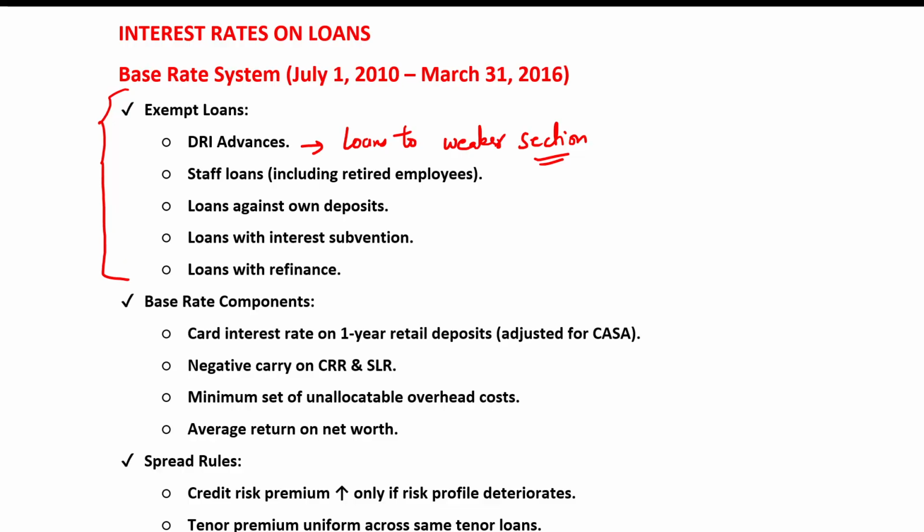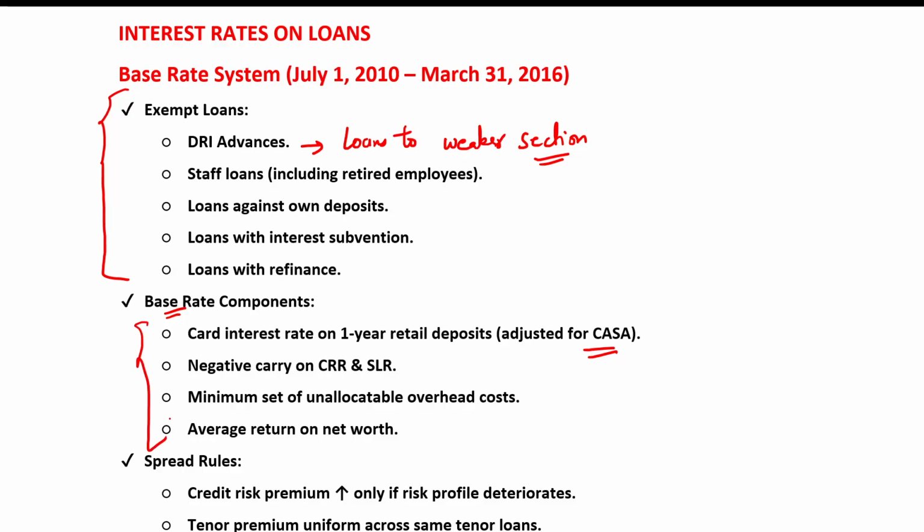Now, how was base rate calculated? It included interest rate on retail deposits with 1 year maturity, adjusted for CASA deposits, current account, savings account deposits. Second, adjustment for the cost of keeping CRR and SLR, which does not earn interest, a portion of the bank's overhead cost, and average return on the bank's net worth. So, base rate included all these components.